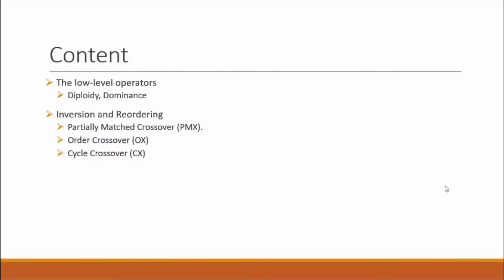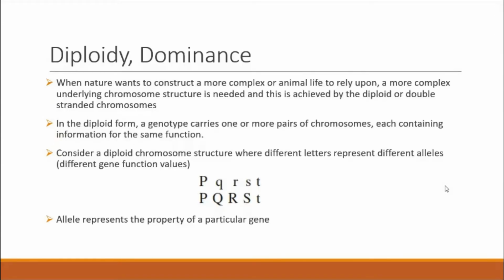These are the contents that we will be discussing: the low-level operators like diploidy, dominance, etc. Then inversion, as well as reordering types of crossovers, actually the partially matched crossover, order crossover, and the cycle crossover. These are types of crossovers related to the reordering of the strings, the chromosomes. That is why they come up in the advanced techniques. So let's see them one by one.